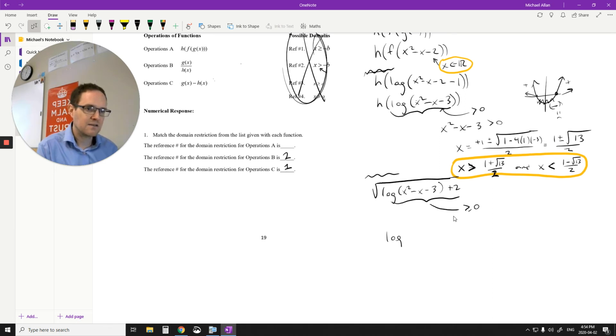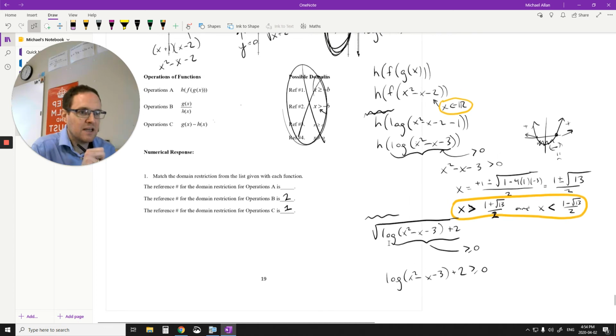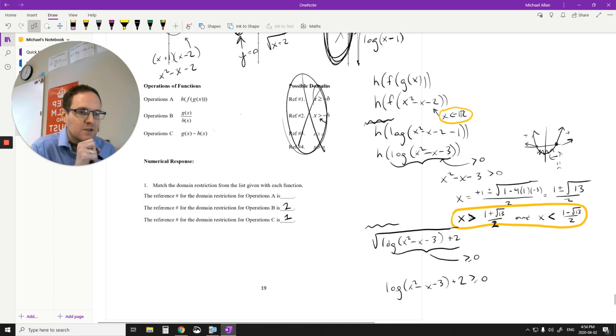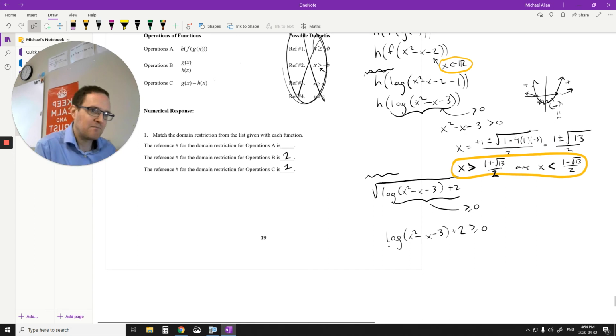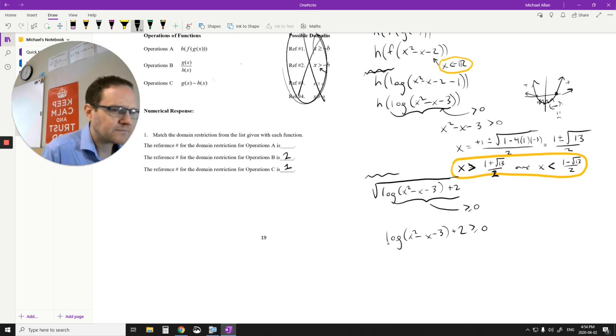So it's saying that log of whatever we just created here plus 2 has to be greater than or equal to 0. Okay, how is this going to work? So x plus that has to be greater than 2. So what do we have here to make this greater than or equal to 0? First of all, let's look at this here. I want to know when this log is greater than -2.